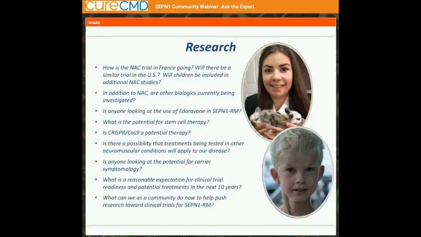Yeah, we'll touch on this topic at the meeting in Washington. We'll have representatives from two companies that are going to be there to tell us about their experiences developing therapies for rare disease like this.